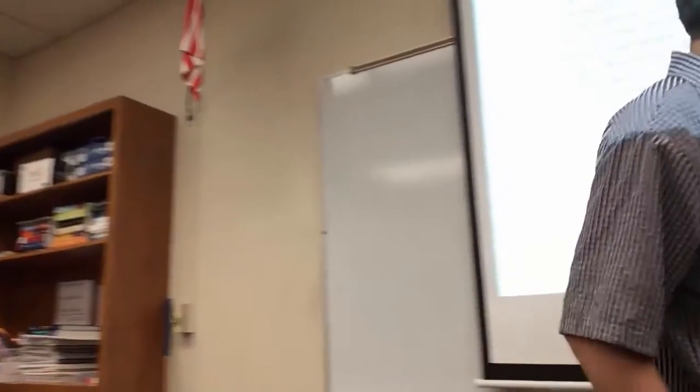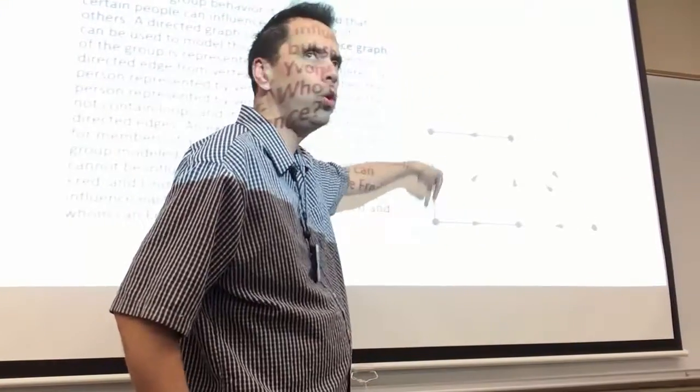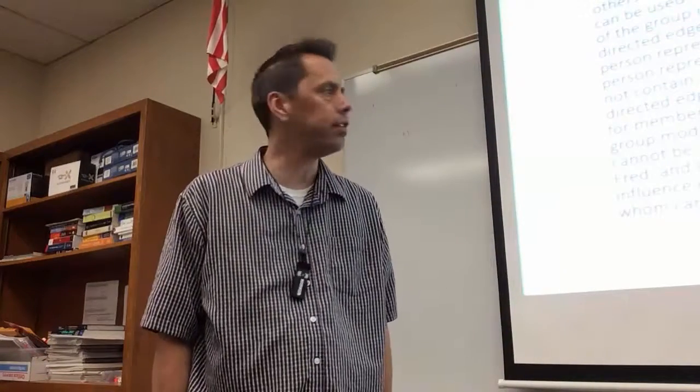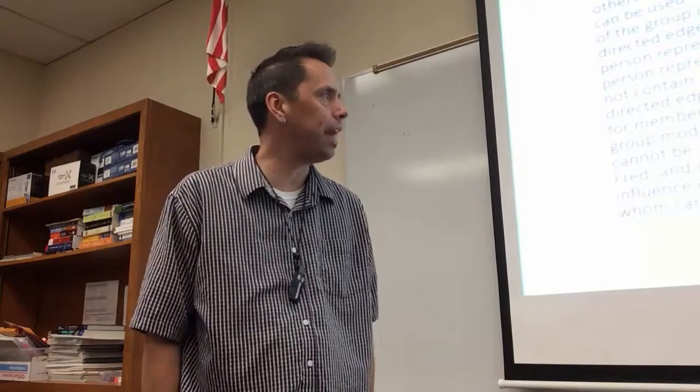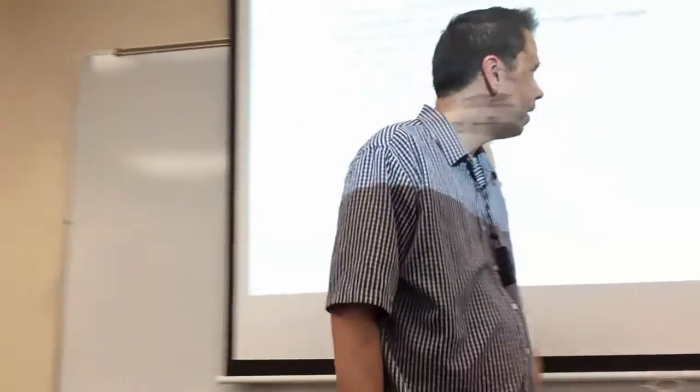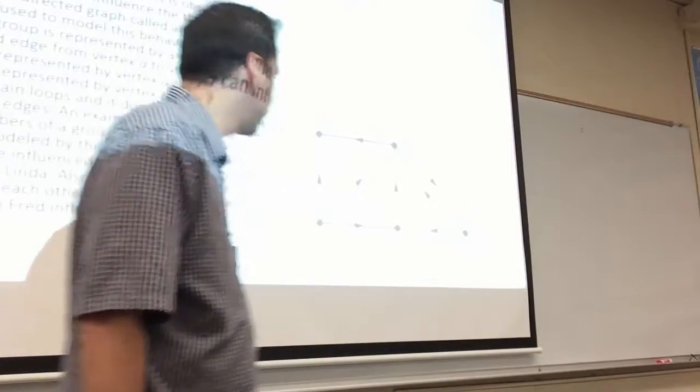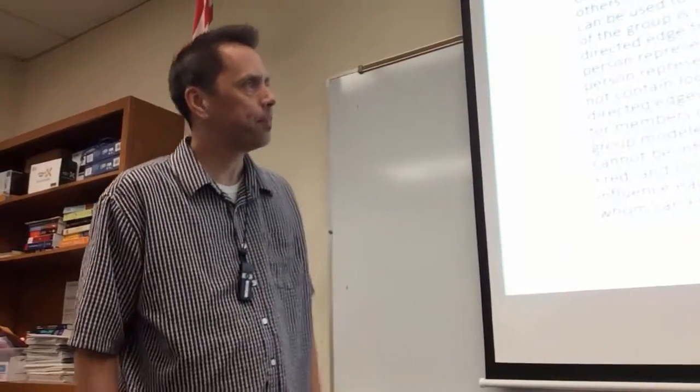And so in this group, Deborah cannot be influenced because there are no edges pointing to Deborah, right? But she can influence Brian, Fred, and Linda. Yvonne and Brian can influence each other. And so the question, it's a real easy question: who can influence Fred and whom can Fred influence? So who can influence Fred? Anybody? Deborah and Yvonne can influence Fred. And who can Fred influence? Just Brian. All right. Good.